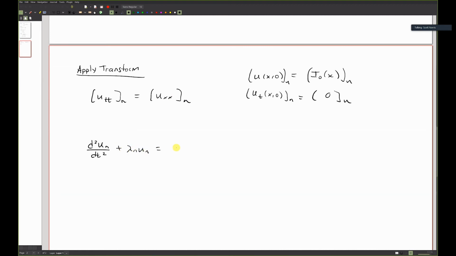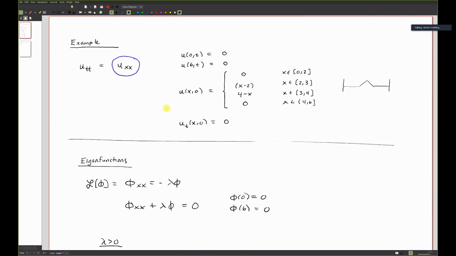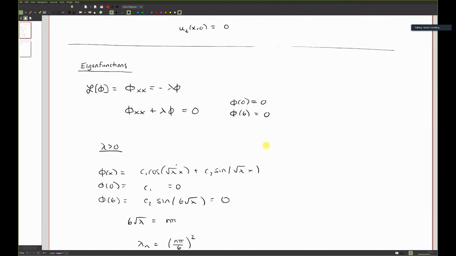Here I have the transform of L acting on u, and that is always minus lambda sub n u sub n. Professor? Yes? Was the boundary condition u of t, x equals 0, was that given? It was 0, yeah. Up here at the top, I have not written it down. Thank you.